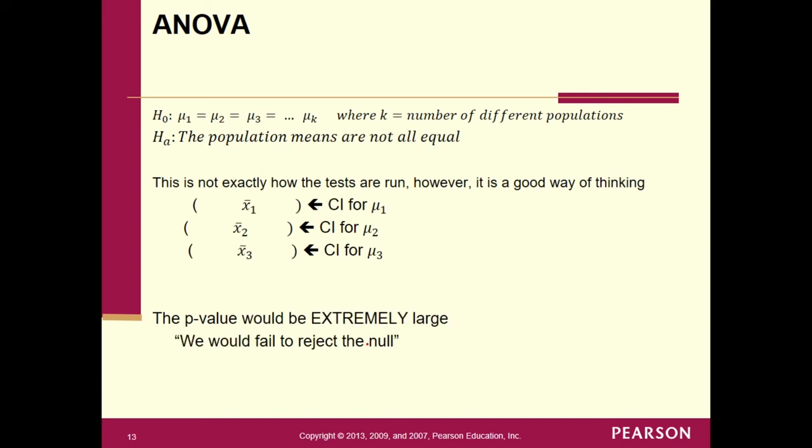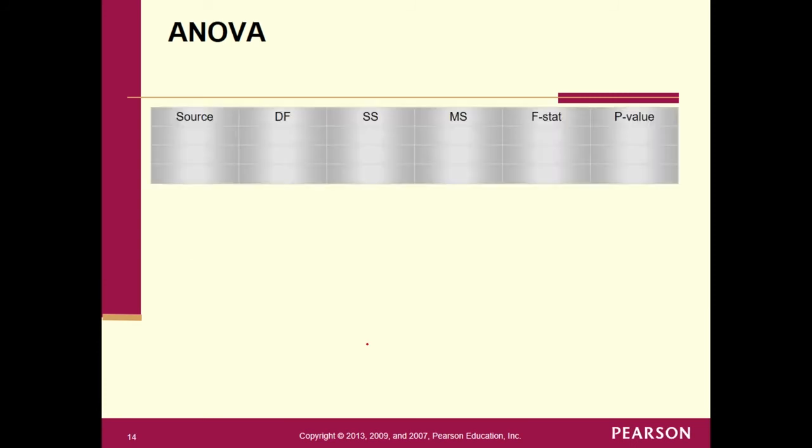If you had this situation where you got a ton of overlapping between mu1 and mu2 and mu3, the p-value would be extremely large. It would get very close to 1 in this situation, okay? And we would definitely fail to reject the null. So we would definitely have a do not reject the null hypothesis. All right, let's head over to the table.